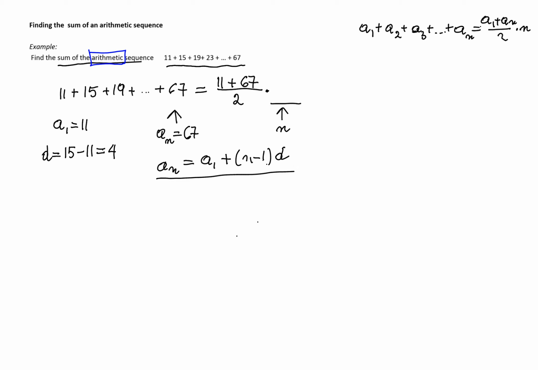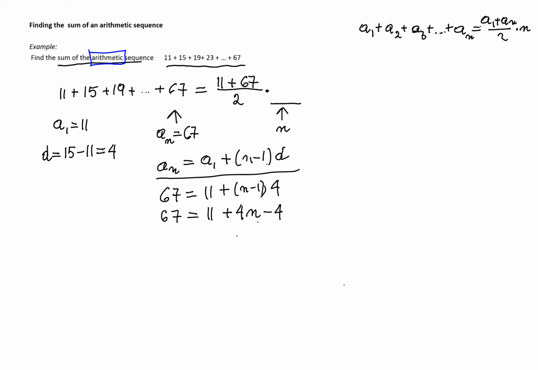And now if we use the general formula for the nth term of an arithmetic sequence and note that a sub n is 67, we'll get the equation 67 equals 11, this is a sub 1, plus n minus 1 times the value of d, which is 4. Solving this equation will give me the value of n, which is the number of terms that are added in this sum.